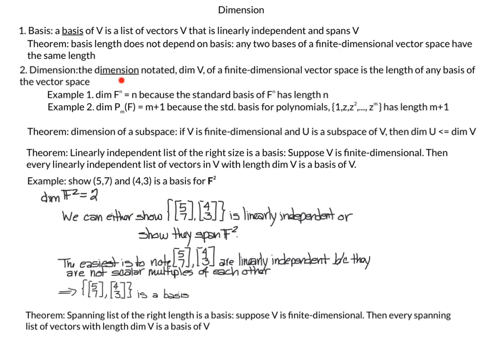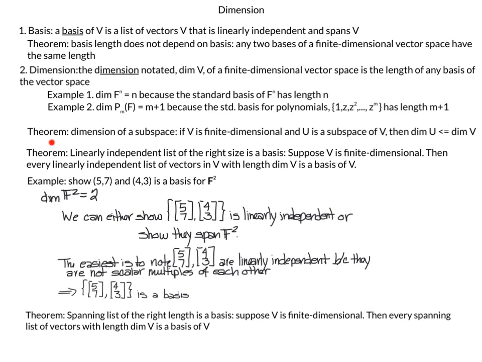The dimension of F^n is equal to n because the standard basis of F^n has length n. And the dimension of the space of polynomials of degree m or less is equal to m+1, because the standard basis for polynomials, that is 1, z, z^2, up to z^m, has length m+1. We have this theorem here regarding dimensions of a subspace. If V is finite dimensional and U is a subspace of V, then the dimension of U is less than or equal to the dimension of V.